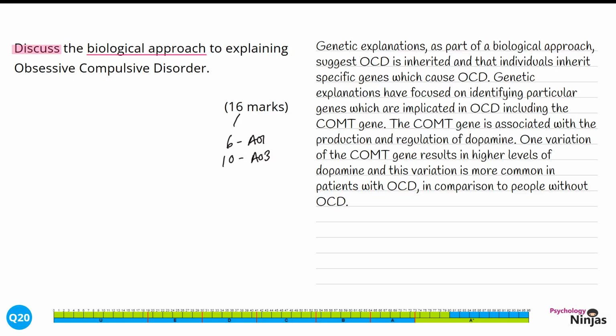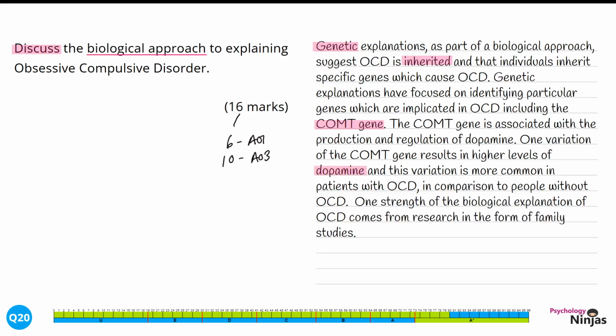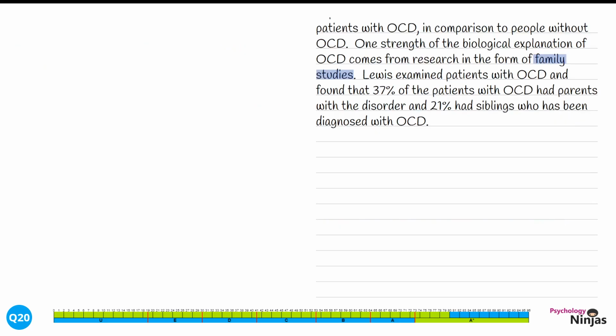We've clearly identified a biological explanation talking about genetics, suggesting that OCD itself might be inherited. Our discussion of the COMT gene identifies particular variants appropriate for OCD, and we've identified that this affects dopamine. Here we've recognised that family studies are going to be an appropriate methodology in order to investigate the biological approach. We've got specific findings here with our percentages.